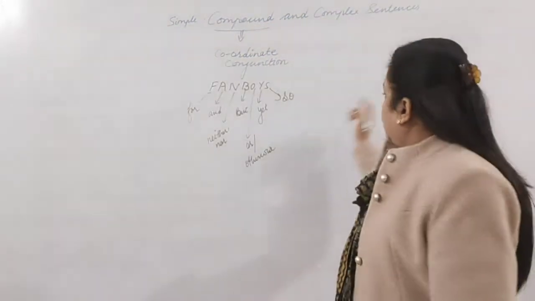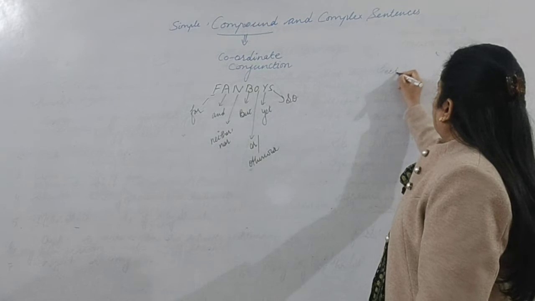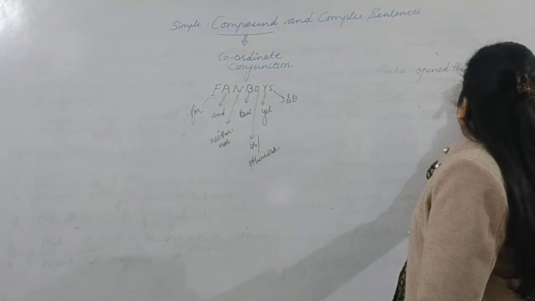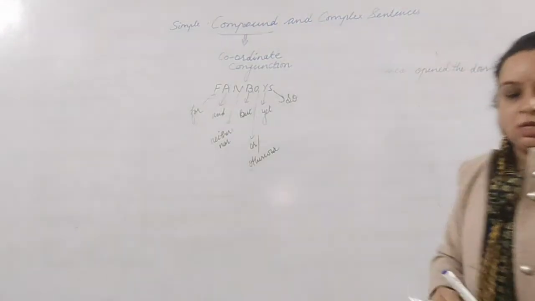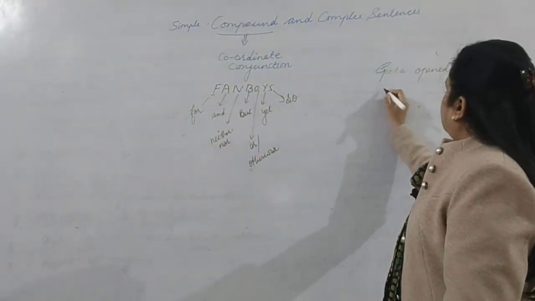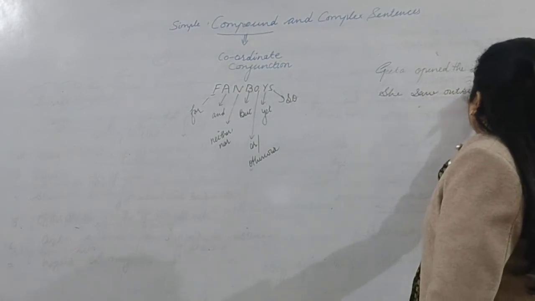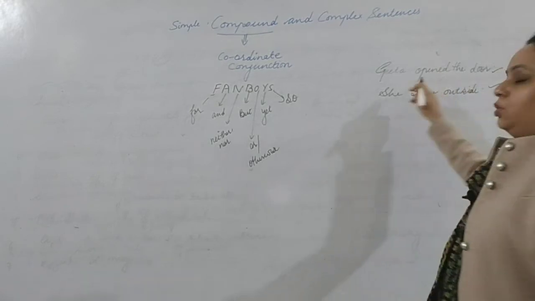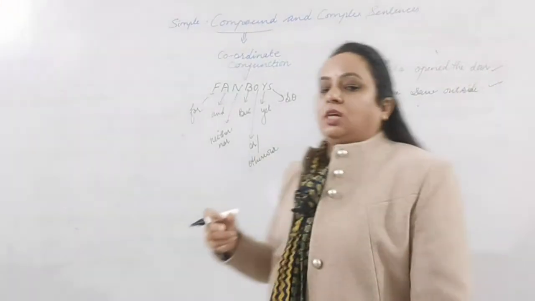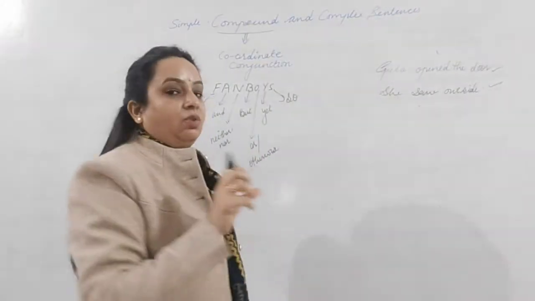So we discussed simple sentences yesterday. Suppose I give you a sentence, Geeta opened the door. This was the first sentence. And the second was, she saw outside, right? Both of them, the first one and the second one, are what? Simple sentences. If we want to transform these simple sentences into a compound sentence, we need one conjunction, right?